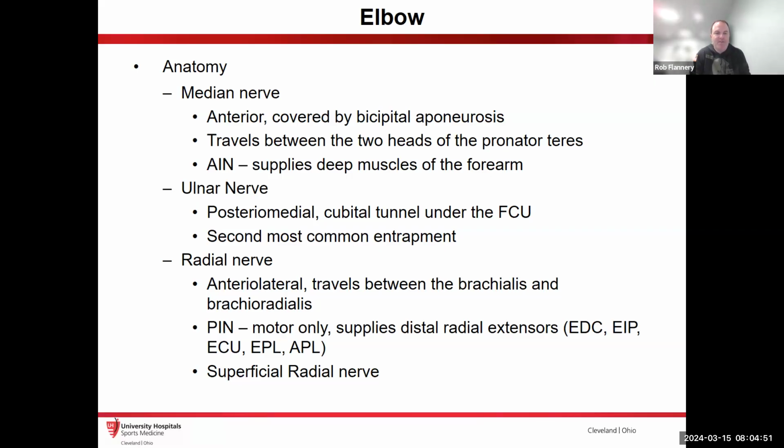Ulnar nerve is going to be posterior medial in the cubital tunnel under the FCU. That's going to be your second most common entrapment of the elbow, or of the upper extremity. The radial nerve, anterior lateral, travels between the brachialis and brachioradialis. The PIN is the big one that seems to get trapped that we see a fair amount. It's motor only, supplies the distal radial extensors. And then you also have the superficial radial nerve coming off of there that's more sensory.